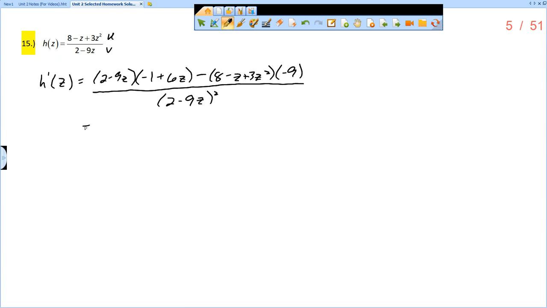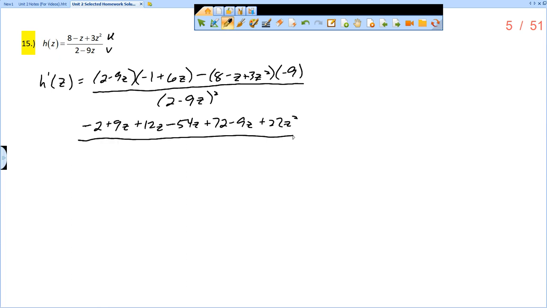All right, so I'm going to distribute here. I've got negative 2. I've got plus 9z. I've got plus 12z, 12z, right? And then I've got a minus 54z squared, right? All right, then I've got this minus and the minus 9 to distribute. So it's going to become plus 72, all right, minus 9z, and then plus 27z squared. All right, so now all of that divided by 2 minus 9z quantity squared.